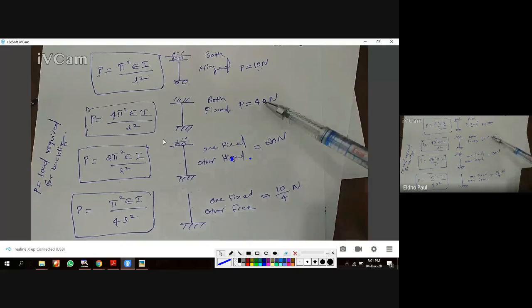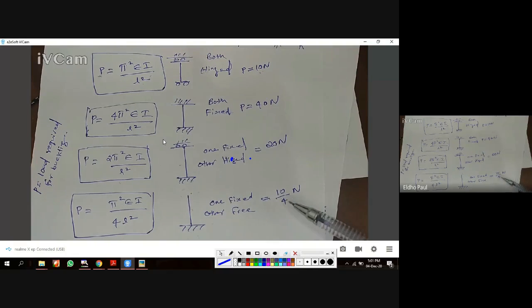It has 40 Newton load carrying capacity, but here it has 2.5 Newton load carrying capacity. That is the difference, 40 and 2.5. Here it is 20 Newton, here it is 10 Newton. So according to the end condition, this will vary. Okay. Any doubt?